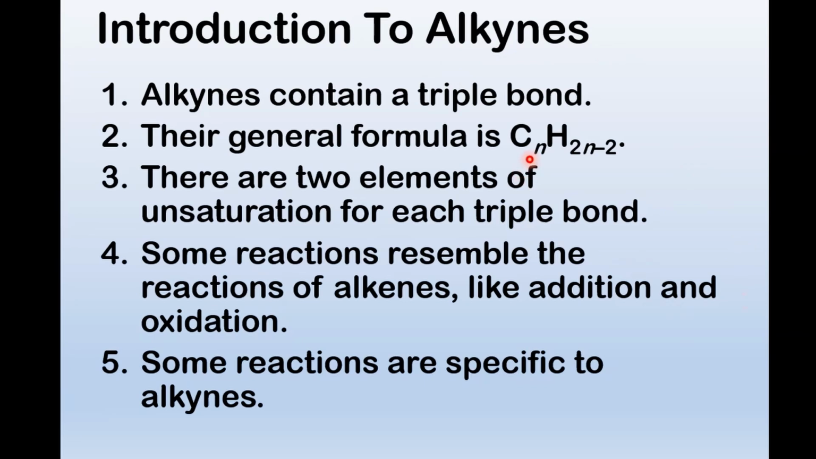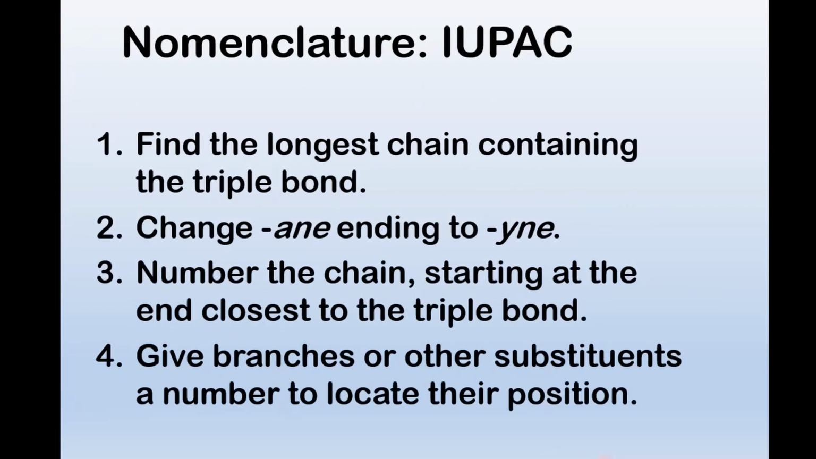So here's the general formula. However many carbons, go 2 times that and then subtract 2 to get your 2 elements of unsaturation for each triple bond. Some reactions resemble the reactions of alkenes, like addition and oxidation. Some reactions are specific to alkynes.